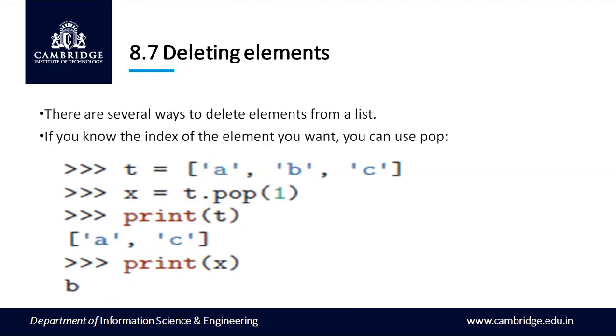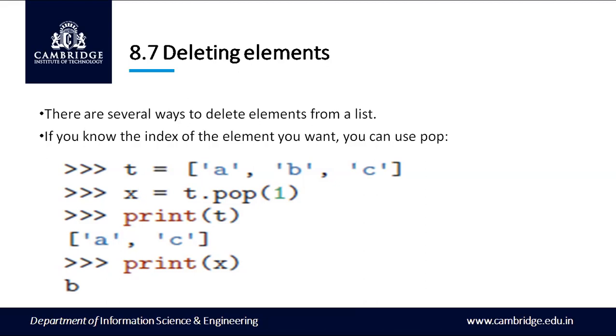So let us start with the concept of deleting elements. Here we have a number of ways to delete elements from a list. The first method is using pop. If you know the index of the element, what is an index? Index is nothing but the offset value for the element of the list. The offset value always starts with 0. All the elements in the list have indices.